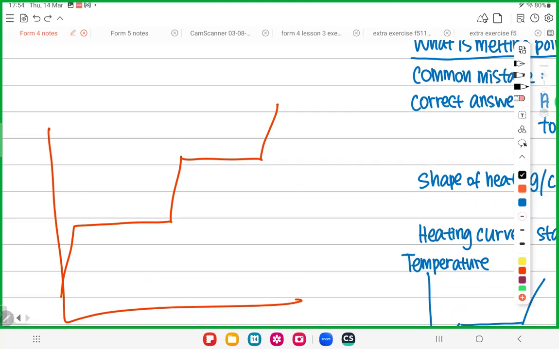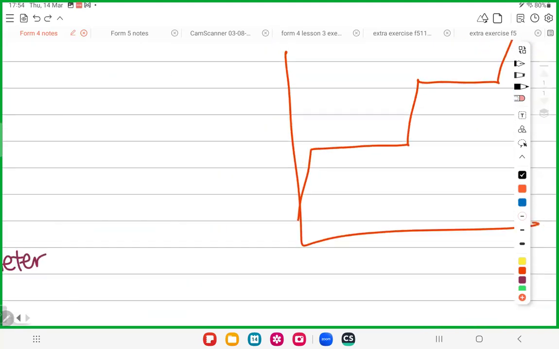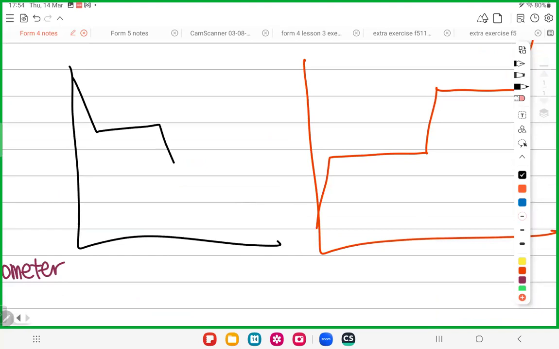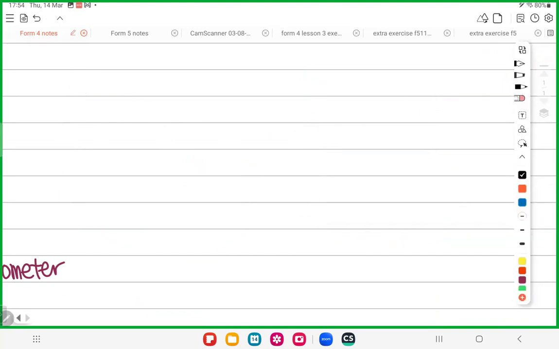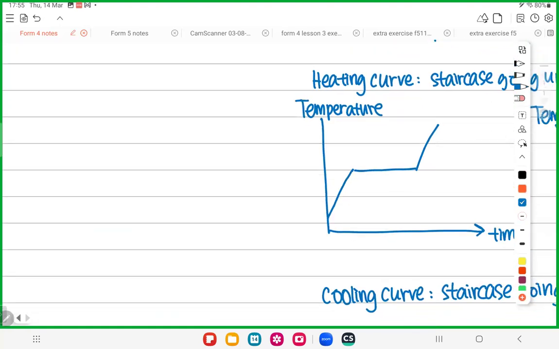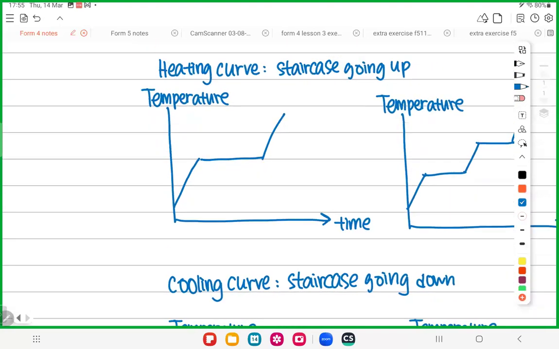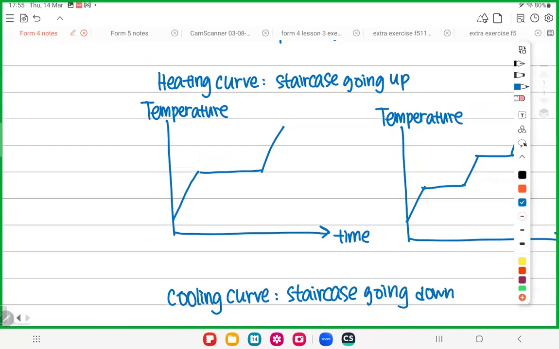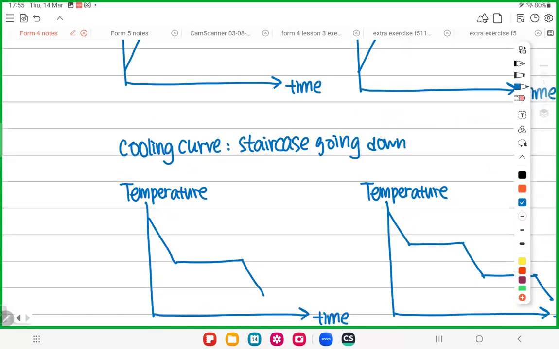Same thing for cooling curve. Okay, maximum 2 staircases. Cannot be more. Yeah, maximum only 2 staircases. Cannot be more. Yeah, all right. So now, I hope everyone understand. Okay, heating curve staircase go up, cooling curve staircase go down. How many staircases we have? Maximum 2. Okay, maximum is 2 lah.